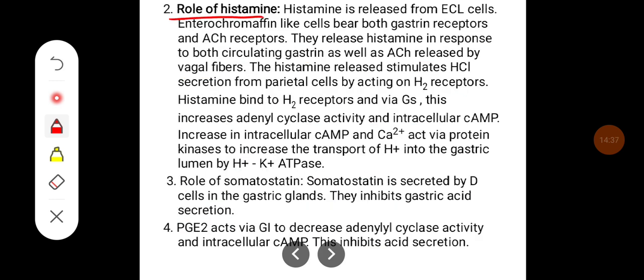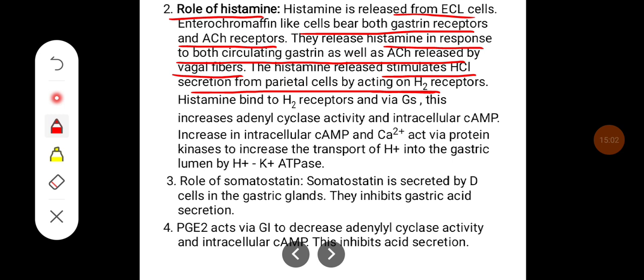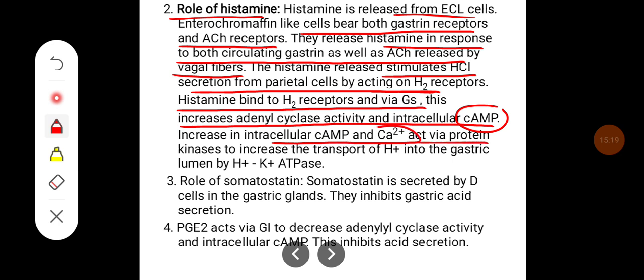Coming to the role of histamine released from enterochromaffin cells. Enterochromaffin-like cells bear both gastrin receptors and acetylcholine receptors. They release histamine in response to both circulating gastrin as well as acetylcholine released by the vagus fibers. The histamine release stimulates hydrochloric acid secretion from parietal cells by acting on H2 receptors. Histamine binds to H2 receptors via G proteins, that is stimulatory, and this increases the adenyl cyclase activity and intracellular cyclic AMP. Increase in the intracellular cyclic AMP and calcium act via protein kinases to increase the transport of H plus ions into the gastric lumen by hydrogen potassium ATPase.